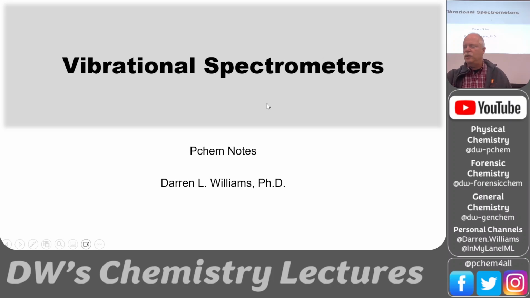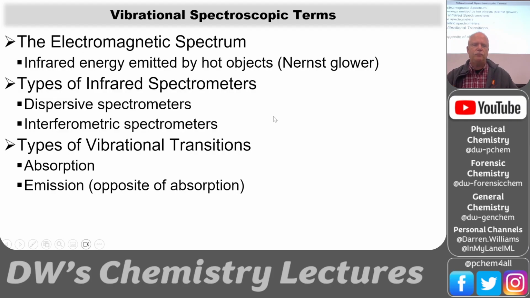So now we're switching over to what was listed as the Monday notes. We're going to talk about the vibrational spectrometers. So how do we get this information? Well, first of all, we use the different parts of the electromagnetic spectrum. We've talked about the visible spectrum, 400 to 700 nanometers, and this is to the red of that. So we're down in the lower energy area, the long wavelengths.